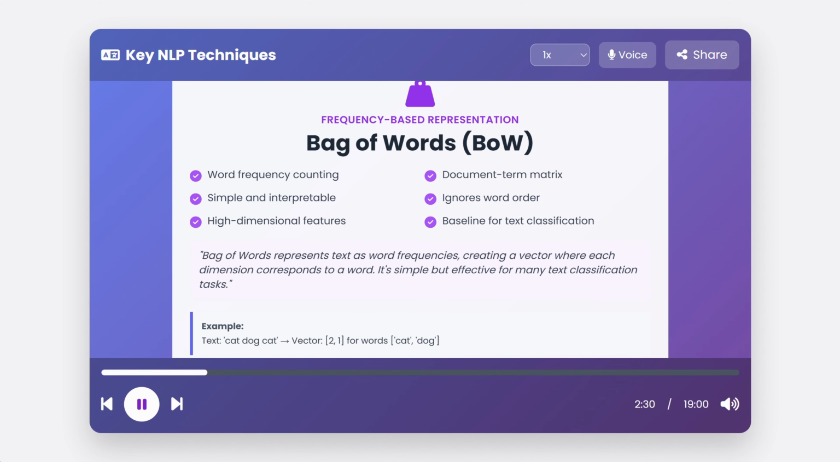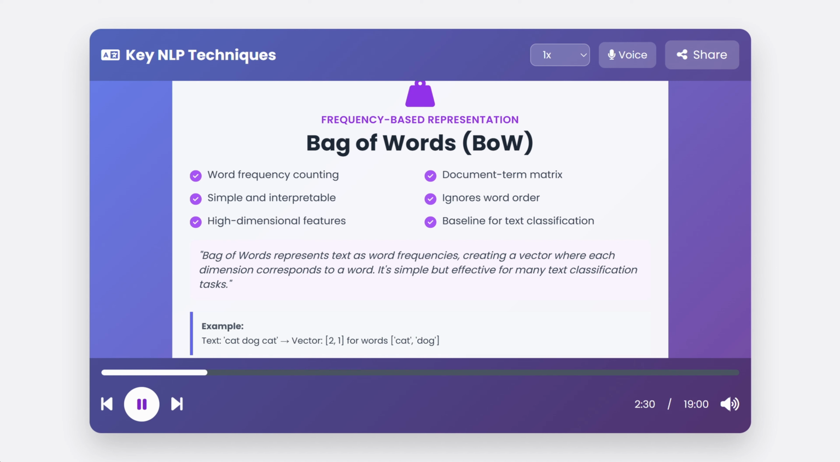Bag of words is one of the simplest yet powerful text representation techniques. It works by counting the frequency of each word in a document and creating a vector where each dimension represents a word's frequency. This approach is highly interpretable. You can easily see which words appear most often. However, it completely ignores word order, so dog bites man and man bites dog would have the same representation.